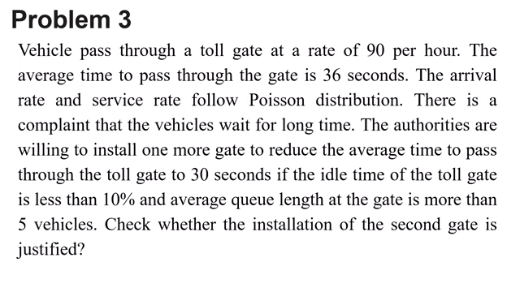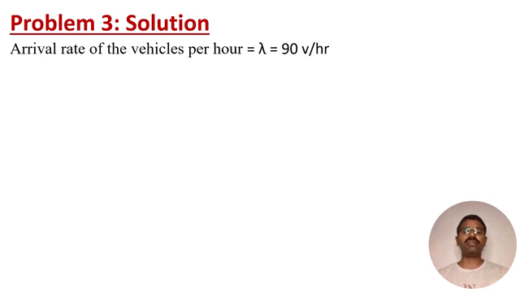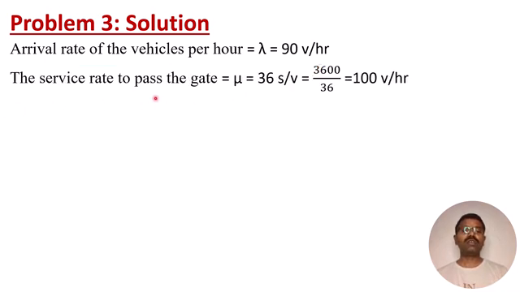First we will try to understand and solve the problem for the current position. In the current position, 90 vehicles are coming per hour, and each vehicle is taking 36 seconds. Let us find how many vehicles are waiting in the queue and what is the length of the queue. The arrival rate of vehicles is lambda equal to 90 vehicles per hour, and the service rate to pass the gate is mu. Each vehicle takes 36 seconds, but we need vehicles per hour, so it is 60 into 60 divided by 36 seconds. That becomes 100 vehicles per hour.